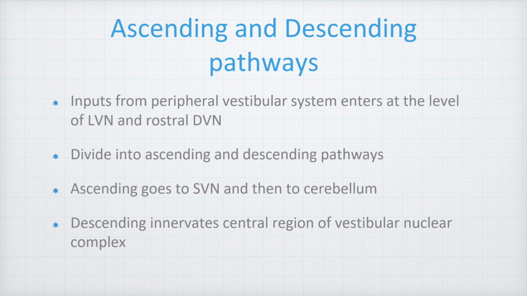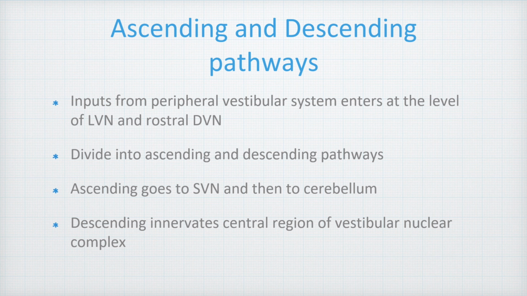Now let's look at what is meant by ascending pathway and descending pathway. So inputs from the peripheral vestibular system, as I said, will go through the ganglion of Scarpa and will reach the vestibular nuclear complex. Which part of the vestibular nuclear complex? So they will enter at the level of the lateral vestibular nuclei and the rostral part of the descending vestibular nuclei. Once this level is crossed, then the inputs divide into an ascending pathway and a descending pathway.